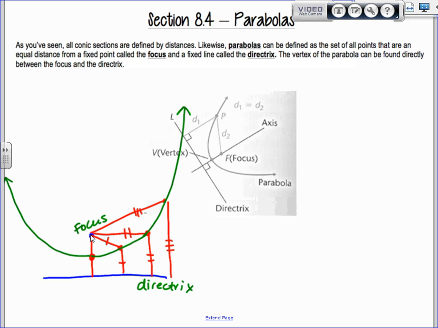Is the focus the focus we've been finding, or is it different? It's kind of like the focus that we've been finding. So it's kind of like what we did with the ellipse equations and in the hyperbolas.